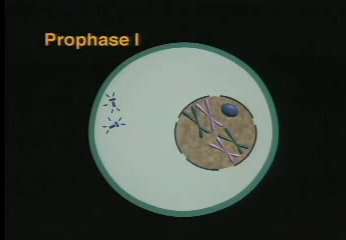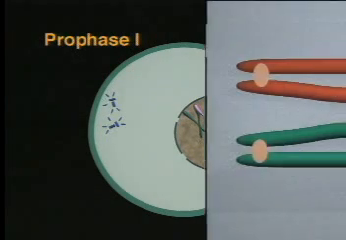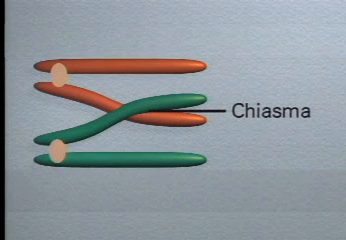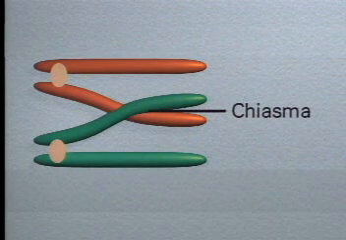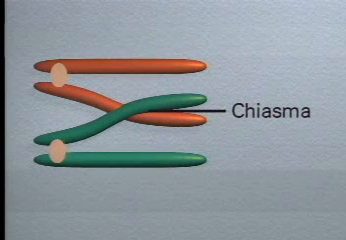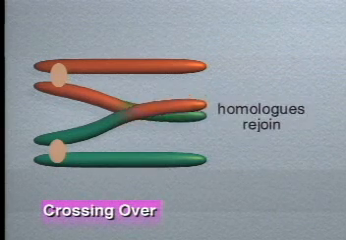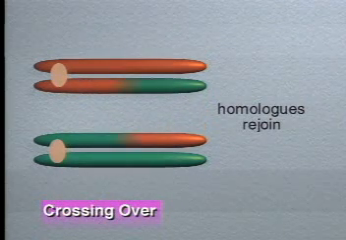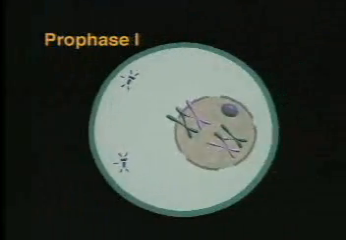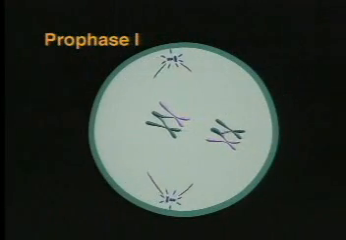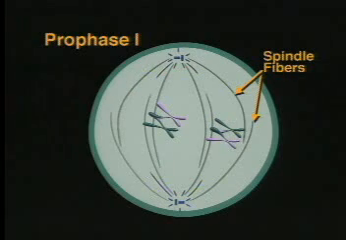During the pairing up of homologous chromosomes in prophase 1, a chromatid from one chromosome may overlap with a chromatid from its homologue. The point of contact is called the chiasma. It is at the chiasma that one segment of a chromatid is exchanged with a corresponding segment from the second chromatid. This process is called crossing over. Crossing over results in variations of genetic information in the gametes. By the end of prophase 1, the nuclear envelope has deteriorated and spindle fibers have appeared.